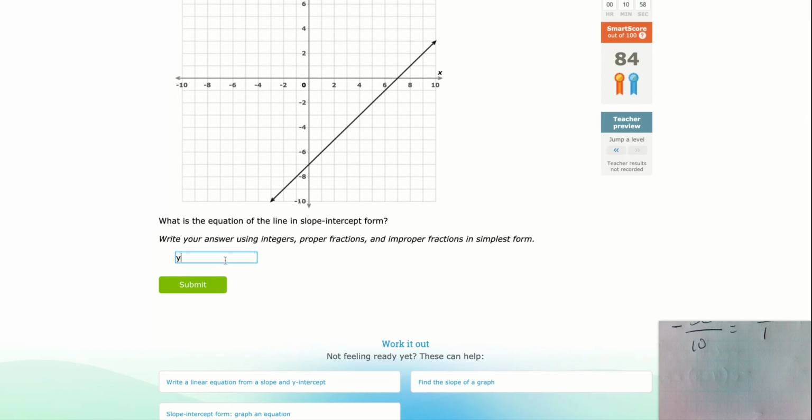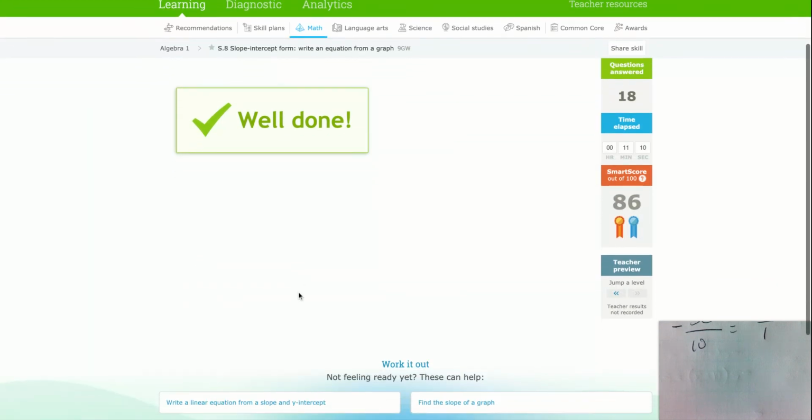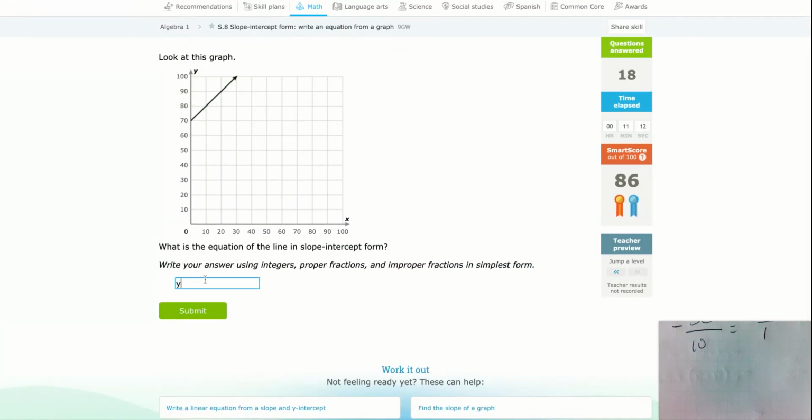Again, here y equals positive slope, and it looks like my slope is just the slope of 1. So just 1x, or just x, and I crossed at negative 7, minus 7. Y equals positive slope. Looks like I'm going up 10 and over 10. So again, a slope of 1. 1 times x is just x. And then I crossed at a plus 70.